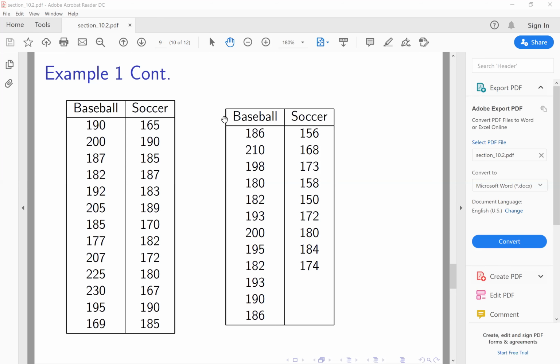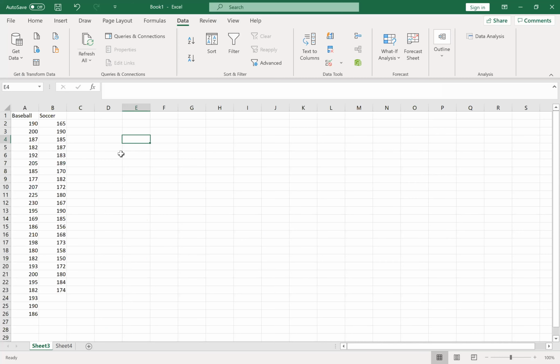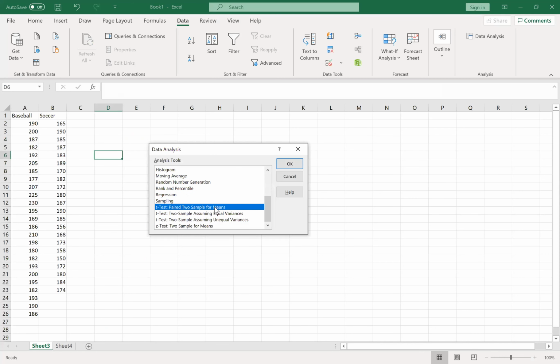So we go to Excel, and we see here that the data is already in. We go to the Data tab and click on Data Analysis, and we do a t-test with two samples assuming unequal variances. There are some situations where you can assume equal variances, but we are not going to deal with that today. It's very unlikely that that will happen.